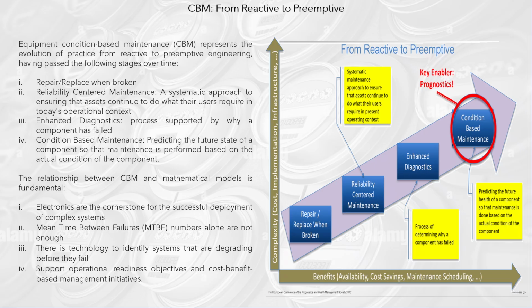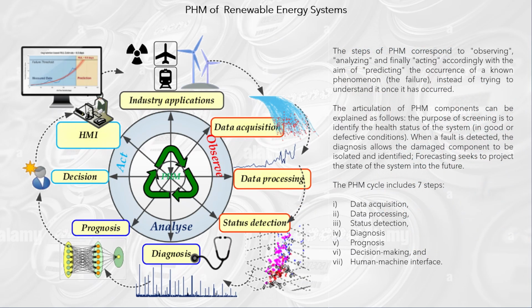The relationship between CBM and mathematical models is fundamental. Electronics are the cornerstone for the successful deployment of complex systems. Mean time between failures, MTBF, numbers alone are not enough. There is technology to identify systems that are degrading before they fail, support operational readiness objectives and cost-benefit based management initiatives. The steps of PHM correspond to observing, analyzing and finally acting accordingly with the aim of predicting the occurrence of a known phenomenon, the failure, instead of trying to understand it once it has occurred.